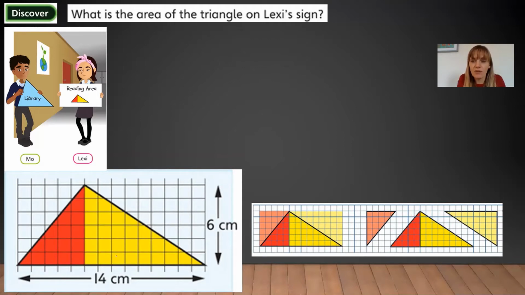So that's how our triangles have been looking. We've been looking at right angled triangles because that's very obviously given us the height and the base. We've times those together and then halved them. So let's have a look here.